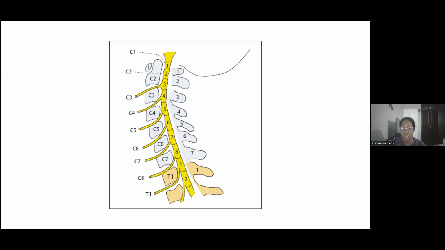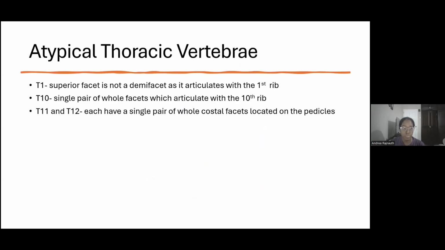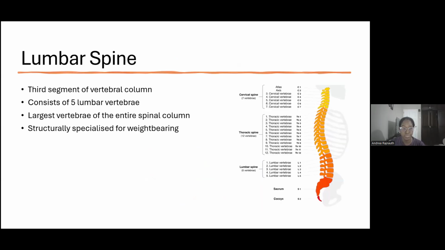From this level at T1, the corresponding nerve root passes below the corresponding vertebrae. So that means the T1 nerve root exits below the T1 vertebrae. We also have some atypical thoracic vertebrae, such as the T1, which has a superior facet, not a demifacet, as it articulates with the first rib. T10 has a single pair of whole facets, which articulate with the 10th rib. And T11 and T12 each have a single pair of whole costal facets located on the pedicles.